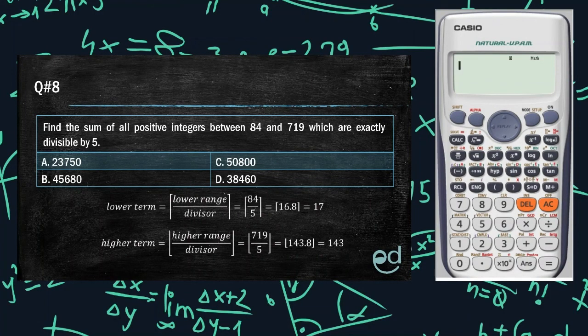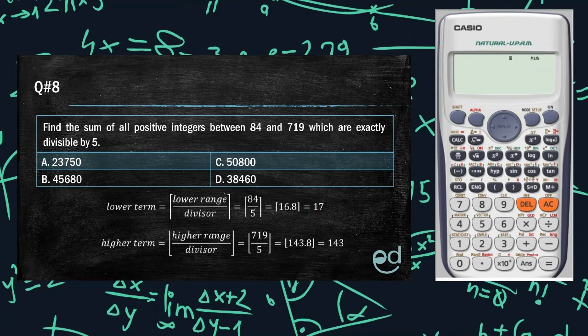So to find the lower term, it is equal to the ceiling of the lower range divided by the divisor. Since the lower range is 84 and the divisor is 5, 84 divided by 5 is 16.8. And the ceiling of 16.8 is 17. To determine the higher term, we just get the floor of the higher range divided by the divisor.